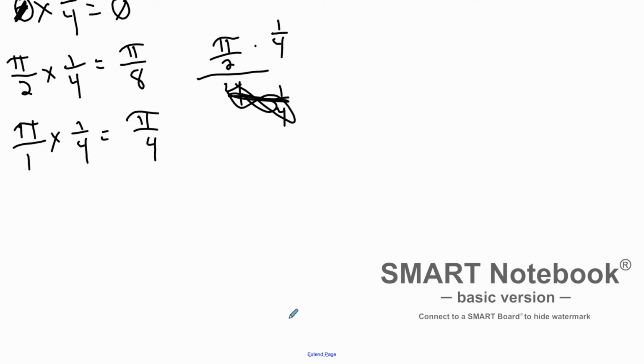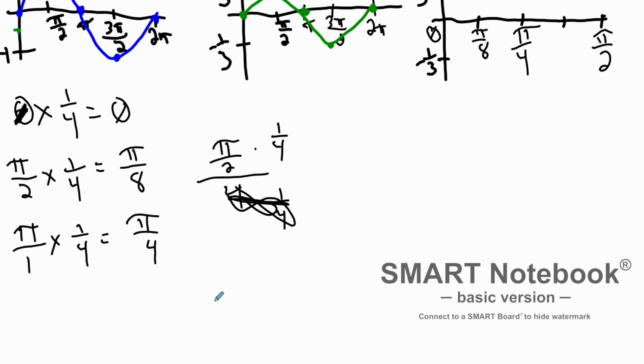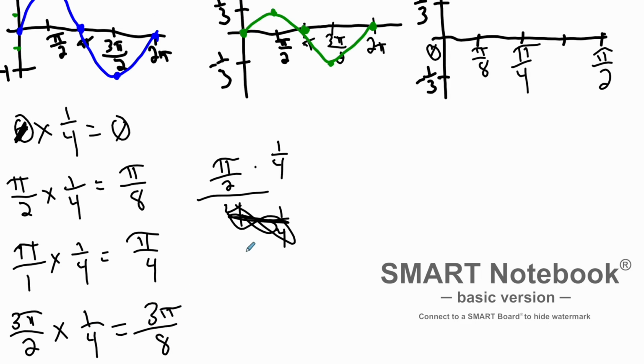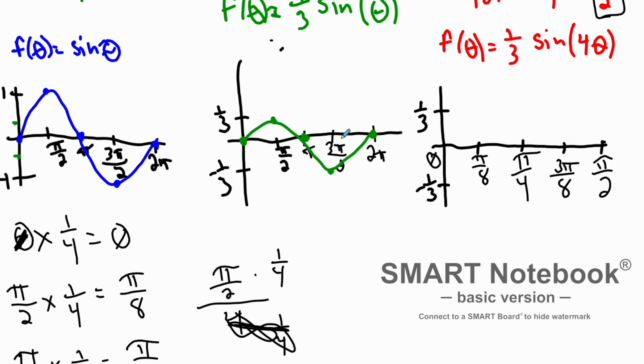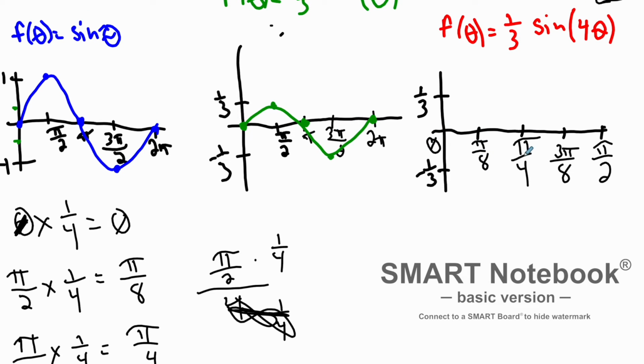Oops. Try and extend this. All right, we have one more point that we need to do, and that's at 3 pi over 2. So let's do that one. 3 pi over 2, and we're going to multiply this by 1/4. So think in your head, 3 pi times 1 is what? 3 pi. And 2 times 4 is what? 8. So we end up with 3 pi over 8. All right, so there's our 5 points. 0, pi over 8, pi over 4, 3 pi over 8, and pi over 2.